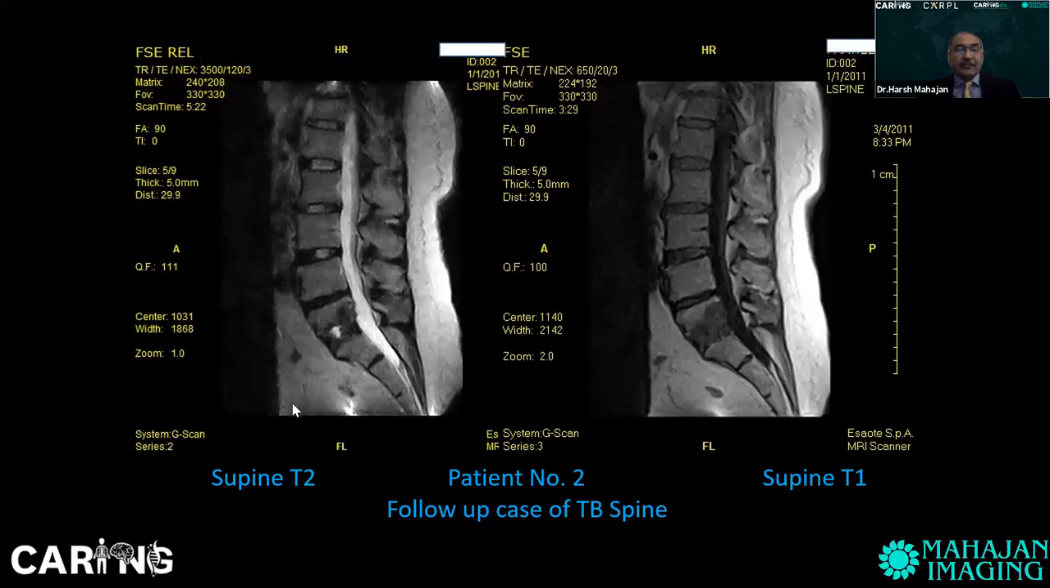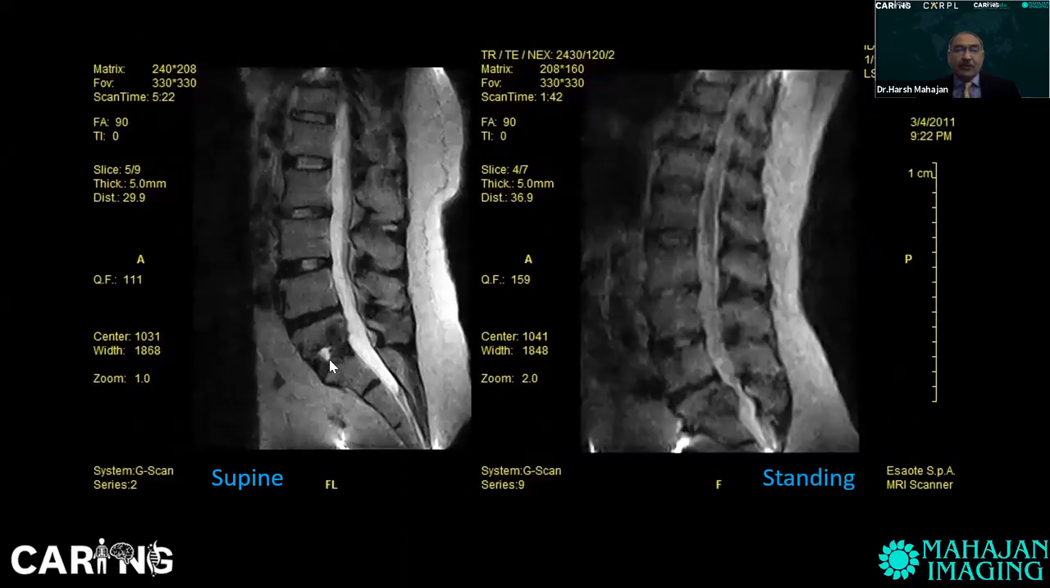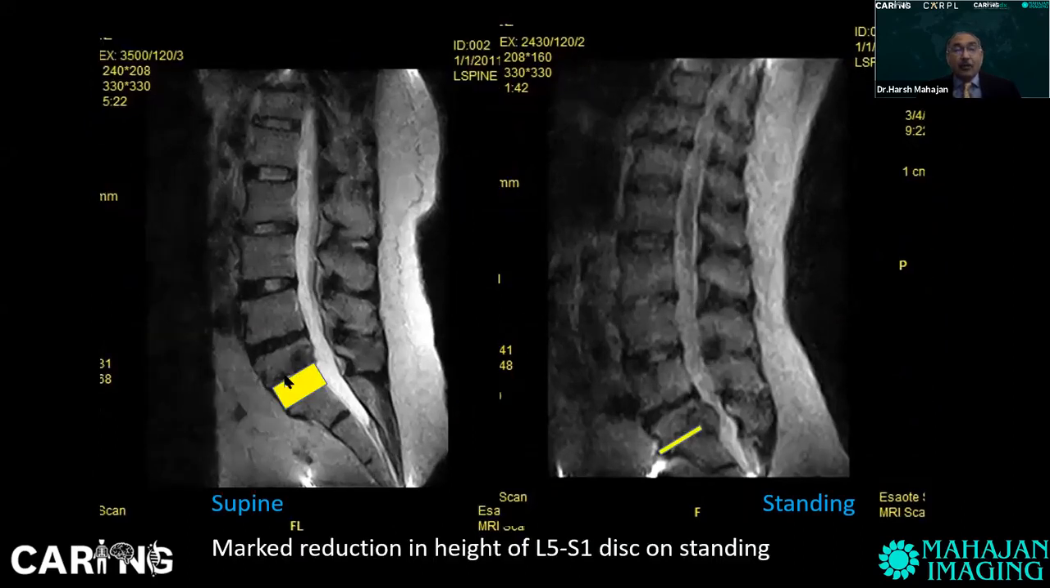Now, this is a case, supine T2 weighted image, large disc at L5-S1 level, T1 weighted image, large disc. But when you put the patient upright, and this patient was having symptoms on sitting and standing, we see that the disc has got squished and the entire material goes posteriorly and is causing marked compression of the thecal sac. So this is how weight-bearing MRI can be useful, that it shows you that there is a clinically significant problem happening.